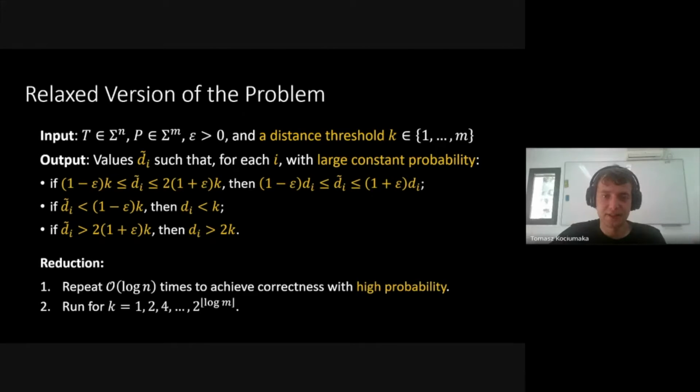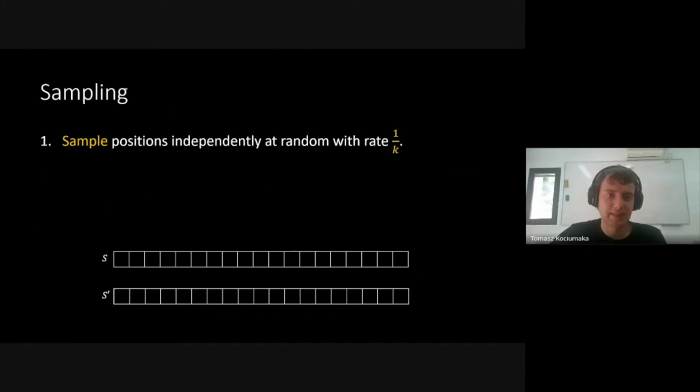Okay, so now we are looking for Hamming distance between k and 2k, more or less. And that can be estimated by sampling. And one way of doing so is, in order to estimate the Hamming distance between S and S prime, we can sample positions independently with the same rate of 1 over k. So we sample those positions, and we look at the underlying characters, and we check if there is any mismatch among the positions we considered. In this case, there is one.